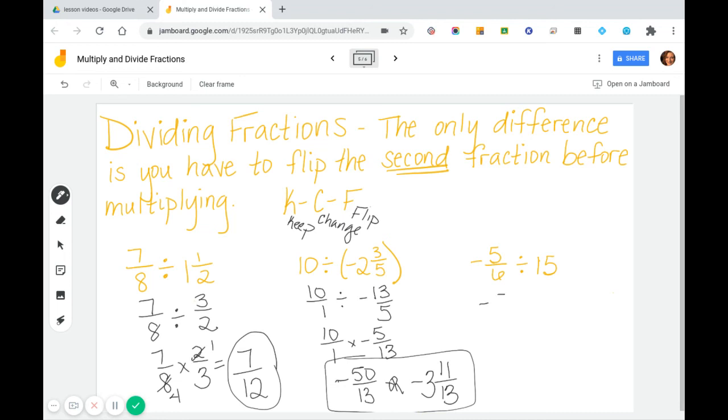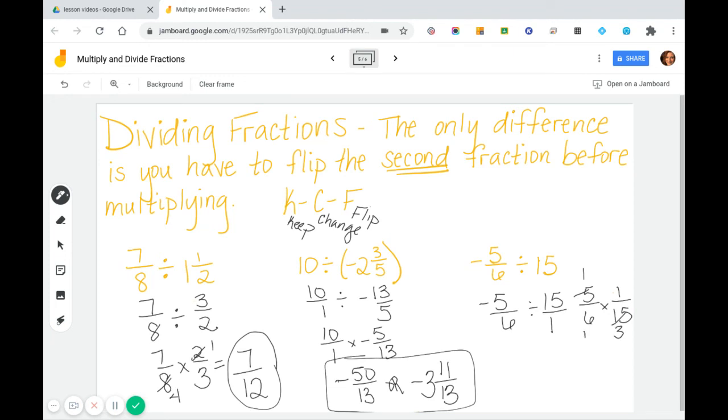So negative 5 over 6 divided by, I'm going to make that 15 over 1. Now that they're both a number over a number, I can keep it 5 over 6. I can change it to times, and I can flip it to 1/15. I can multiply across and across. Or if you look at your diagonals, 1 and 6 don't get any smaller, but 5 and 15, let's reduce both of those by 5. Let's make that a 1 and a 3.